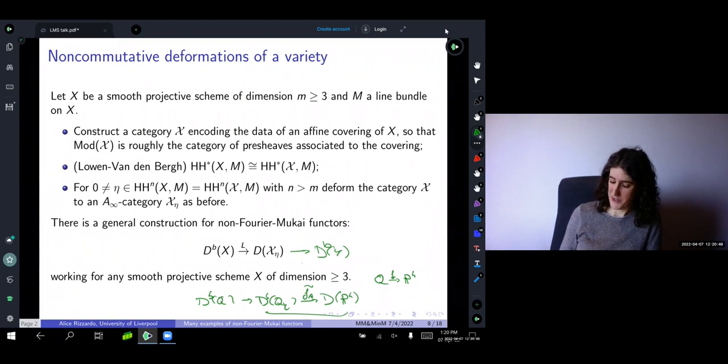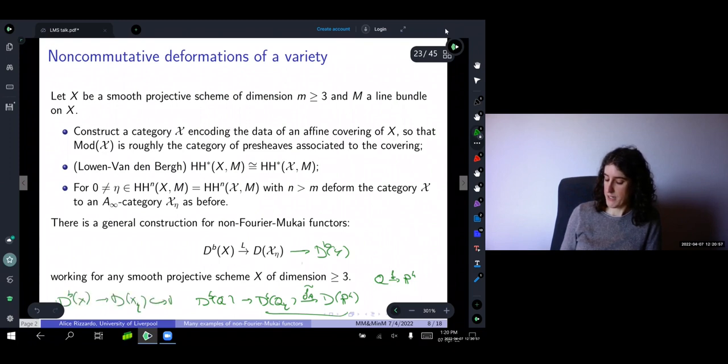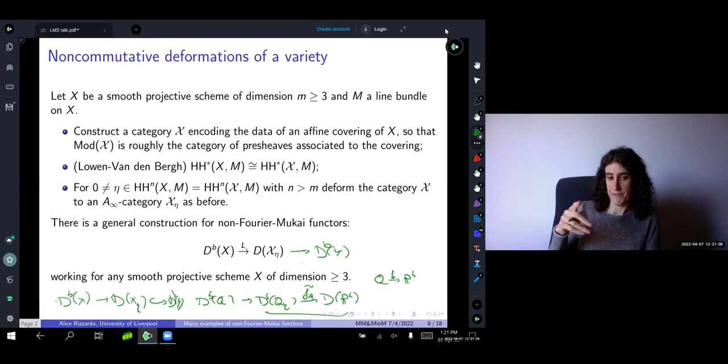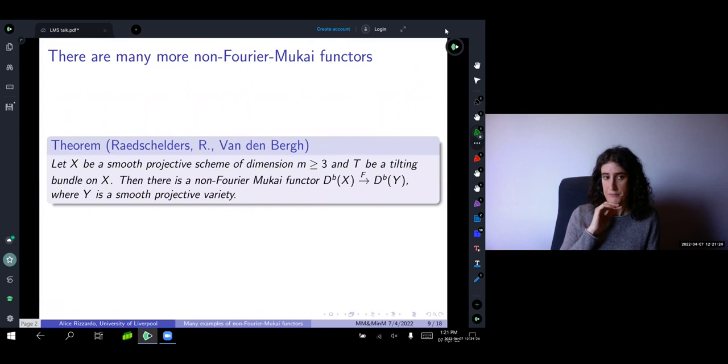The other thing you can try is to start from dbx, modify it to db of x eta, and just embed it into something that doesn't break anything. So if you choose the second functor in such a way that it's a fully faithful functor that doesn't break anything, and you're sure of that, then if the first functor is non-Fourier-Mukai, the whole composition is non-Fourier-Mukai. And this is what we did. You take a smooth projective scheme of dimension greater or equal 3, and we do need an assumption that T should be a tilting bundle on X. Then you obtain a non-Fourier-Mukai functor from dbx to dby.